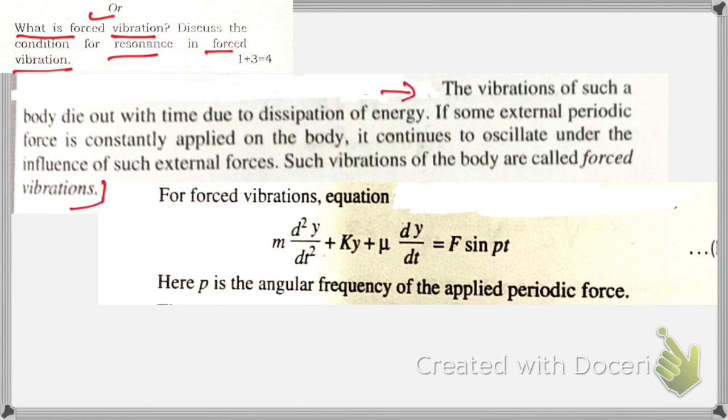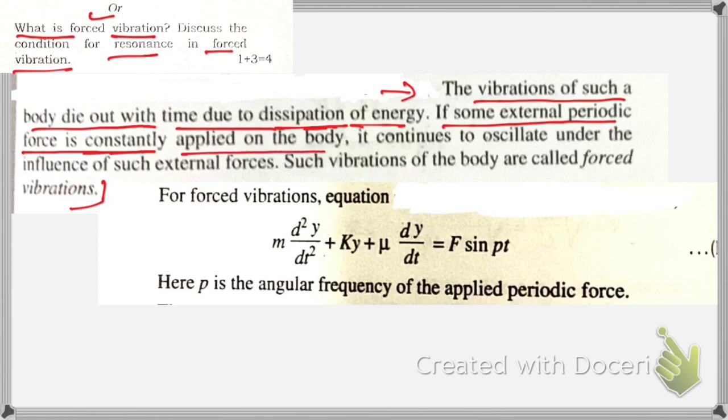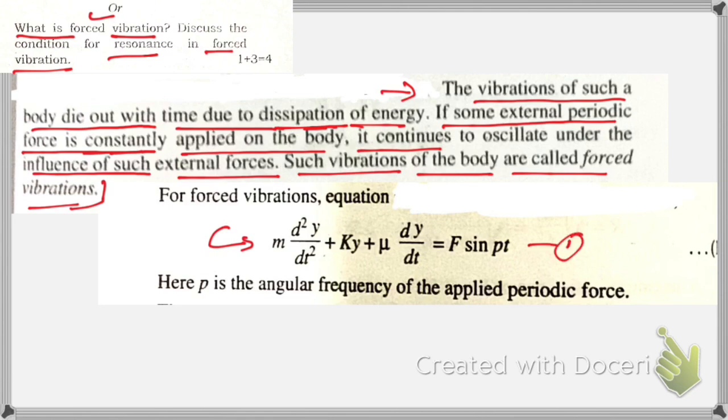Here you can see that the vibrations of such a body die out with time due to dissipation of energy. If some external periodic force is constantly applied on the body to continue its vibration or oscillation under the influence of such external forces, such vibrations of the body are called forced vibration. Okay, so the equation of the forced vibration is given by this equation. This is, suppose, equation number 1, and here P is the angular frequency of the applied periodic force. We have assumed that way.